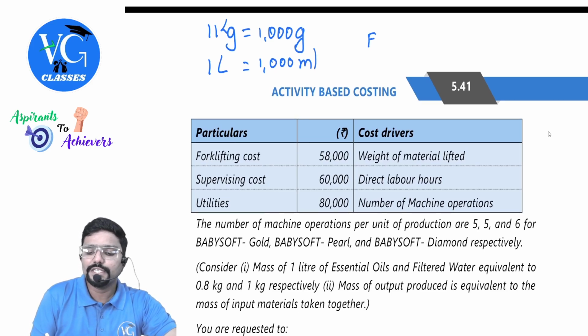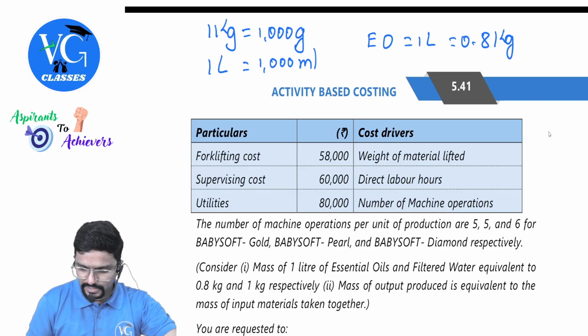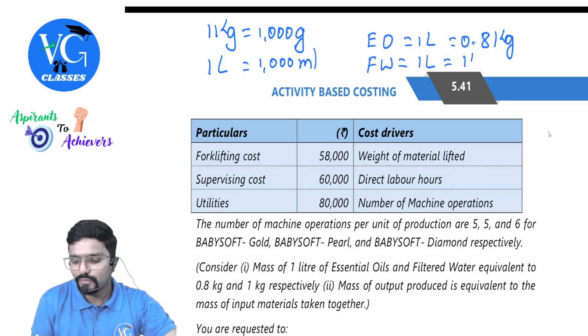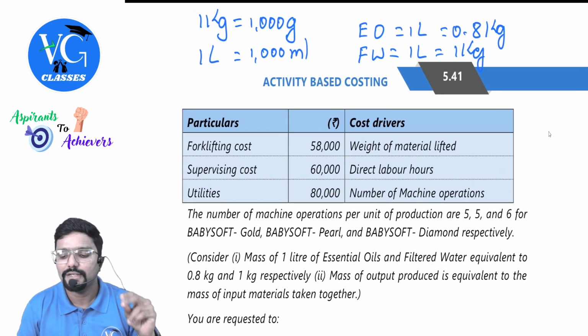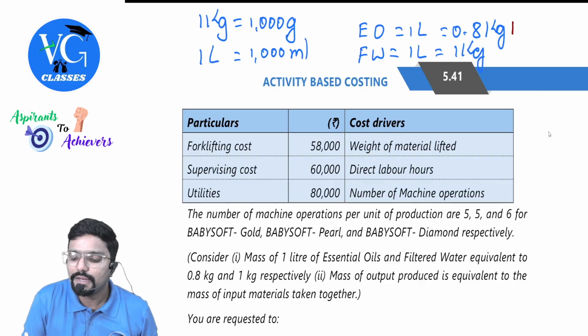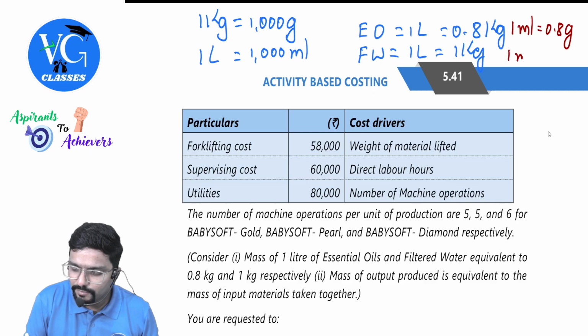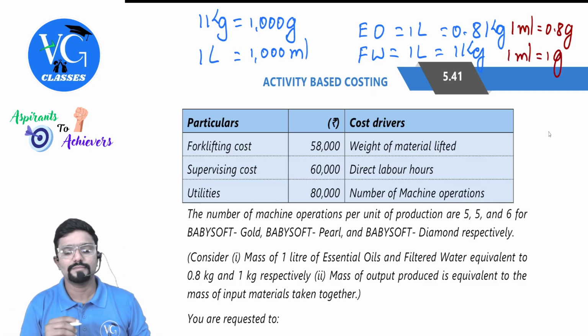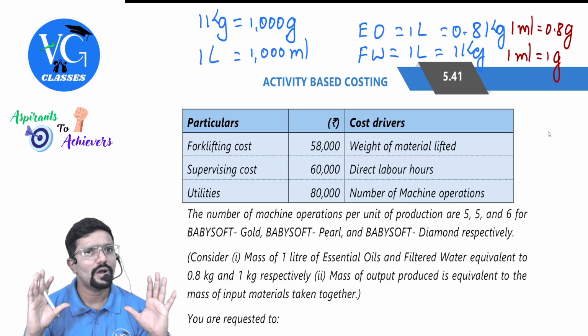But for essential oils, 1 liter is equal to how much? 0.8 kg. Whereas for filtered water, 1 liter is equal to how much? 1 kg. Now can I write like this? Listen. Can I convert this? Sir, 1 ml is equal to 0.8 grams. Same way here, 1 ml is equal to 1 gram. All okay, no?